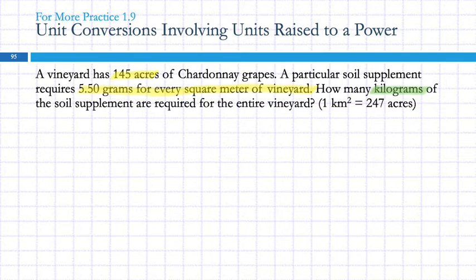So we've got two things here. I'm just going to write them down because that one's in words and it's kind of hard to look at. So I have 145 acres, and I have 5.50 grams for every, which is a different way of saying per, right? Grams per square meter. Grams per meters squared. Per how many meters squared? Well, per 1 meter squared. So those are the two numbers or two units that I was given.